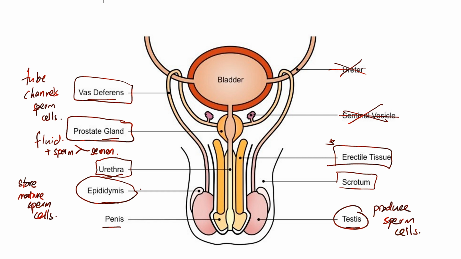Scrotum is basically the skin tissue that holds the testis. Both scrotum and testis are outside of the male's main body, because sperm needs to be stored at a lower body temperature in order to be produced efficiently and effectively. Okay, so remember that scrotum is the location where it holds testis, and it needs to be outside of the main body because it needs a lower temperature than the main body.